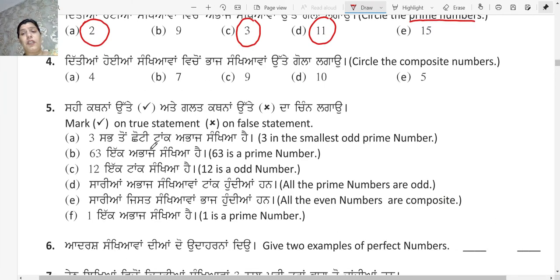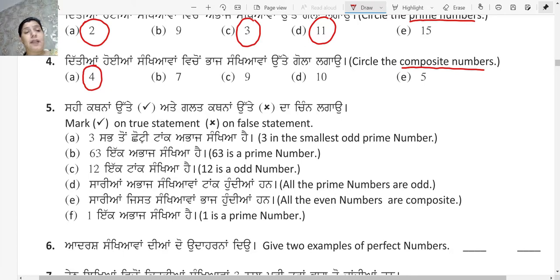You have to circle the composite numbers. Now the numbers which are not prime, that is they have more than two factors. They have more than two factors. Numbers that have more than 1 and the number itself as factors are composite. Now in this question we have to circle the composite numbers. Yes, 4 is a composite number because it is divisible by 2.